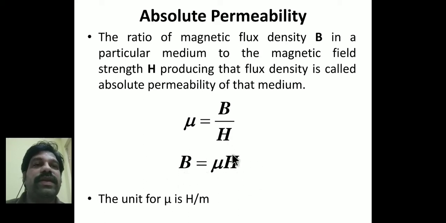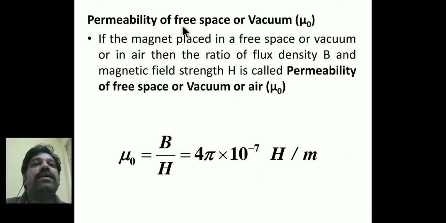This is a very, very important relation. The relation between magnetic flux density and the magnetic field strength is B is equal to mu H. Therefore, the unit for mu is Henry per meter. Here, the permeability of free space or medium can be given with the symbol mu naught.